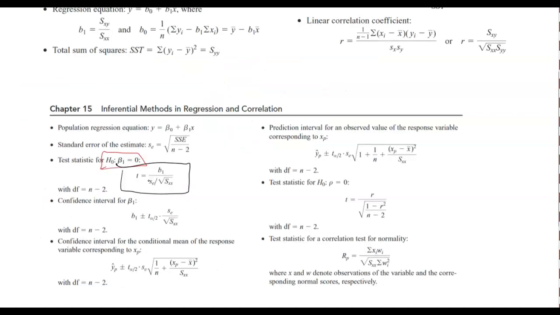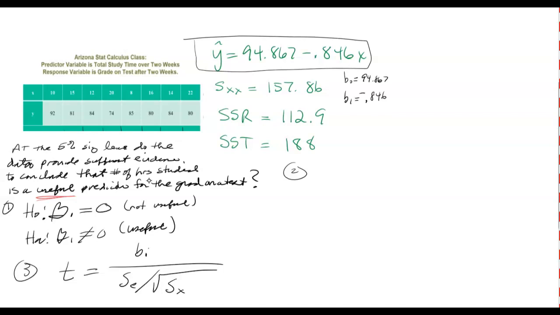And the square root of SXX. Okay, so I'm going to go back and we need to figure everything out. All right, we know b sub 1. That is our sample slope. You will get that from your regression equation. Make sure you use the correct sign with it. It's negative 0.846. We also need an S sub b.